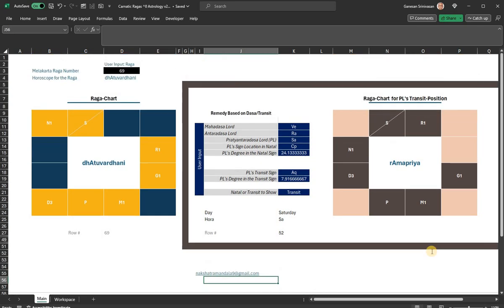So this is the first time I'm seeing some Carnatic music related to our astrology. So we would need to explore this a lot in multiple ways.